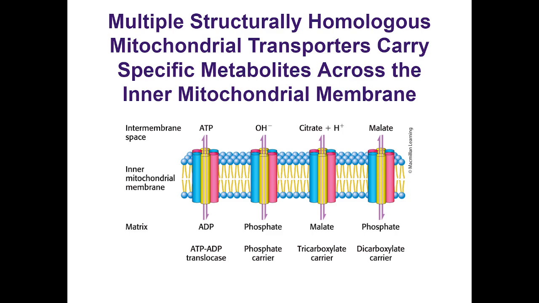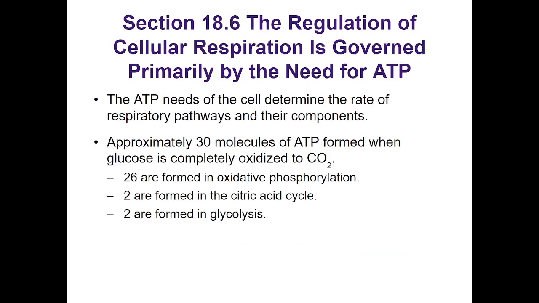Okay. All right. So the ATP needs of the cell are going to be determined by the rate of the respiratory pathways and their components. Approximately 30 molecules of ATP are going to be formed when a glucose is completely oxidized to CO2. 26 are going to be formed in the oxidative phosphorylation that we just covered. 2 are going to be formed in the citric acid cycle, and then 2 are formed in the glycolysis.